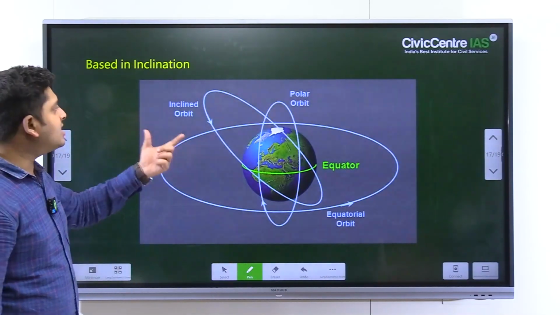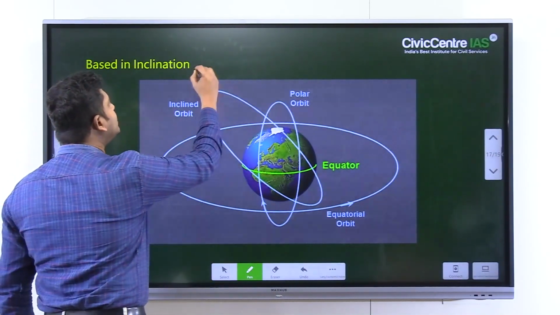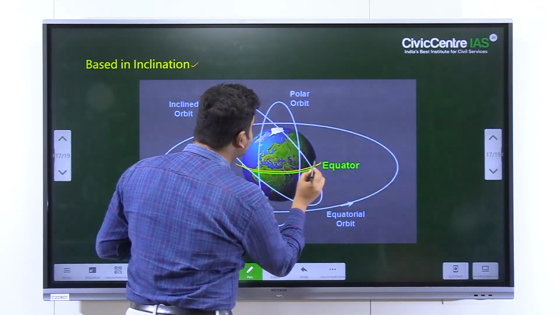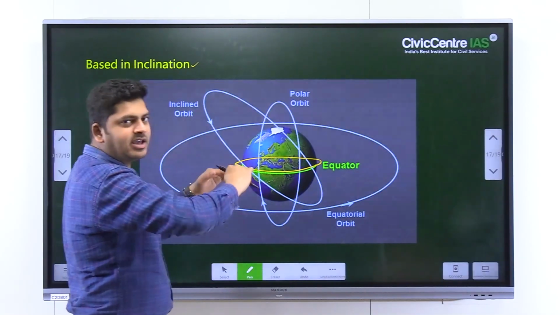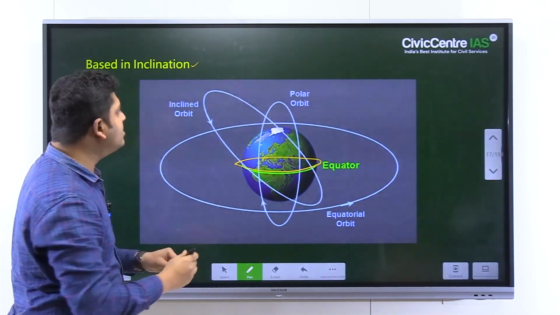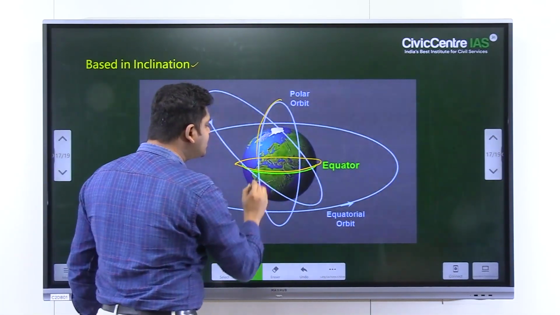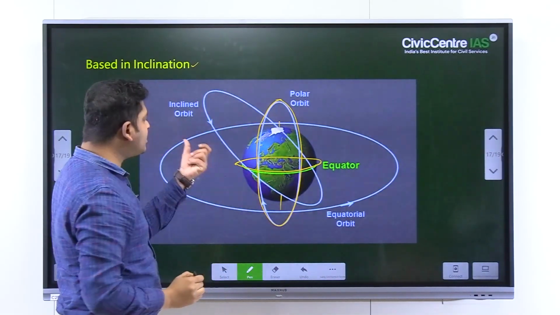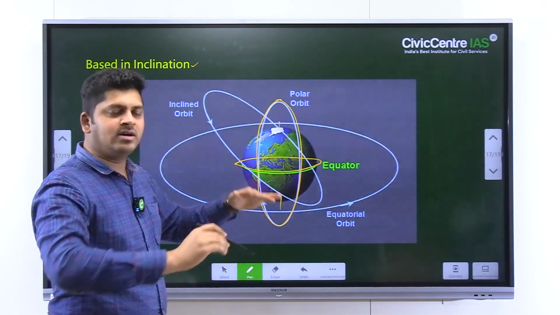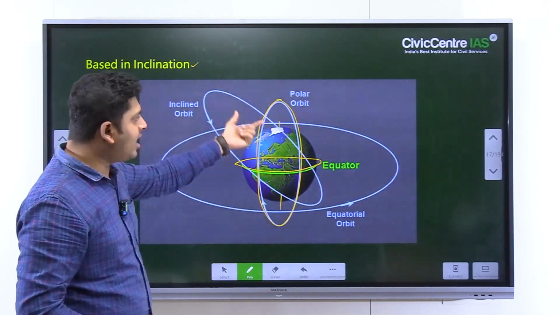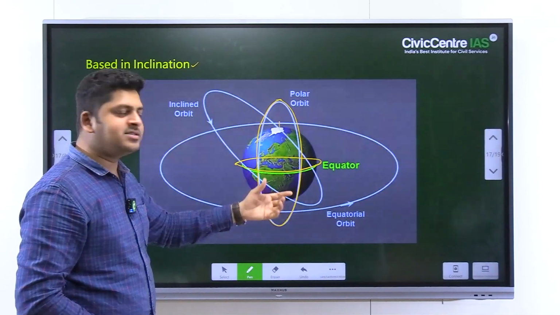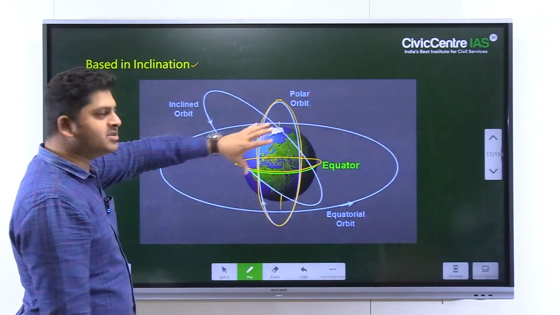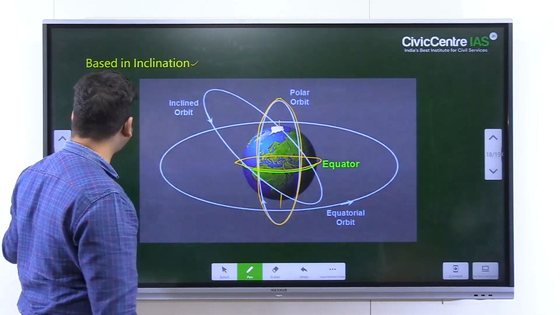And lastly, the categorization based on inclination. We have the equatorial orbit, which is parallel to the equator, in the same line as the equator. Then you have the polar orbit, which is in line with the poles of the Earth. And then we have the inclined orbit, at any inclination irrespective of either the equator or the poles. Basically, they are inclined to both. So these are the orbits based on inclination.